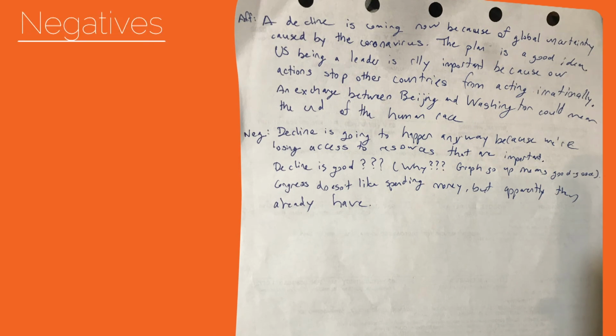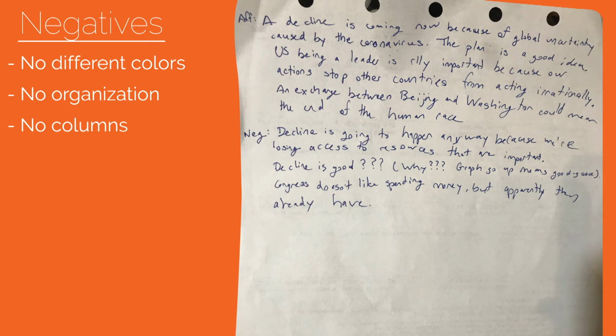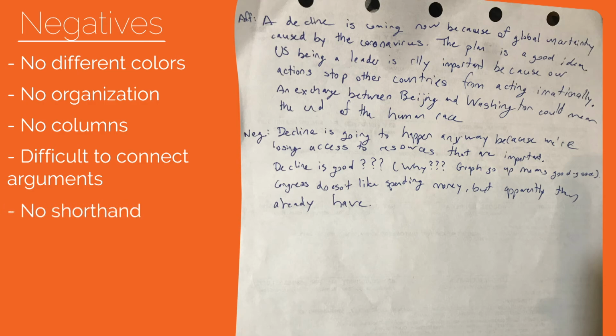Now let's look at a bad flow. Immediately, right off the bat, they didn't use two different colors. There's pretty much no organization at all. There's no numbering and lettering. There are no columns. You're simply flowing in paragraphs. So it's difficult to connect an affirmative argument to a negative argument because you don't know which part of the paragraph connects to which part of the next paragraph. It doesn't use shorthand. It simply writes out sentences.